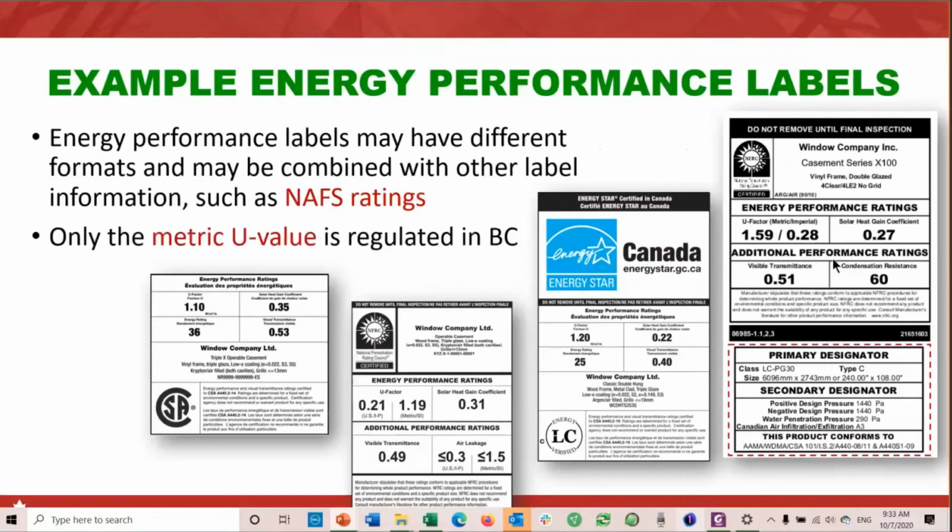And finally, when it comes to the U values, some organizations report both the metric U value and the inch-pound U values that are used in the United States. And when you see more than one U factor or U value on the label, you need to understand that in British Columbia, it's the metric U value that we're using for code compliance.